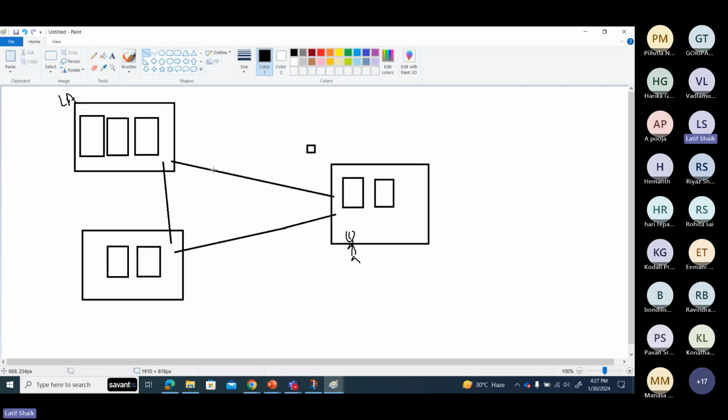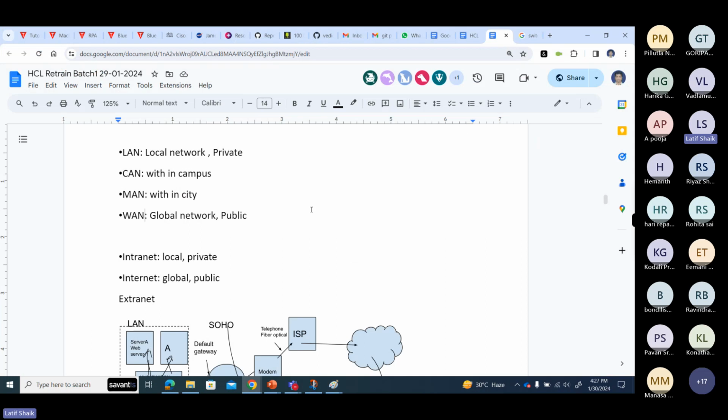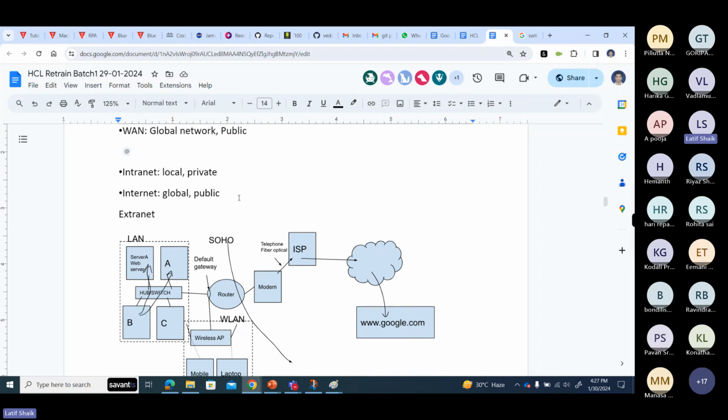Okay. So I can access their infrastructure through the WAN connectivity. It means I can access it globally. So global connectivity. This is LAN and WAN connectivity.